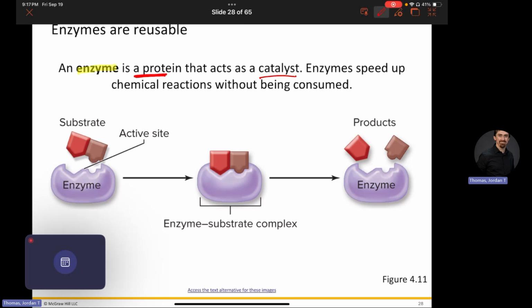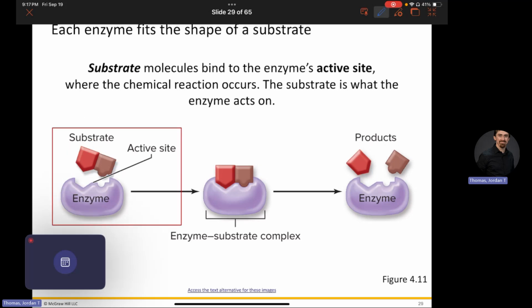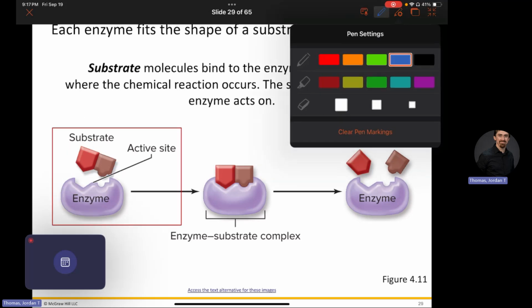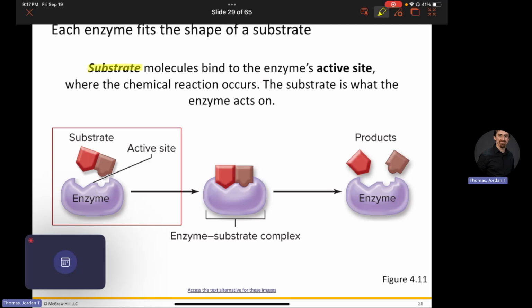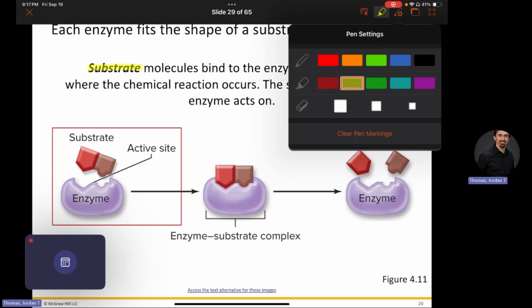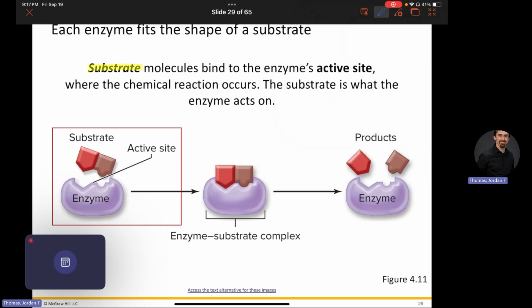We have the example here where we start with this molecule. Let me show which color is the blue. This molecule here that's going through and being broken up. And we're going to talk about this step by step. So in the first part, we have what's called a substrate. The substrate is the molecule that binds to the enzyme at the active site.